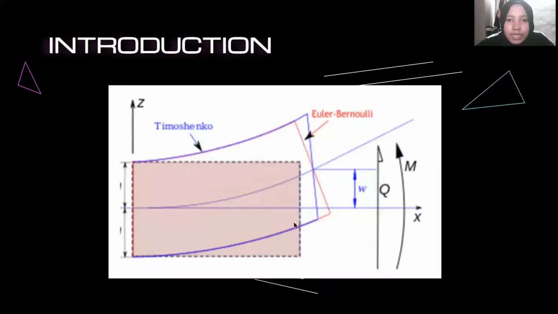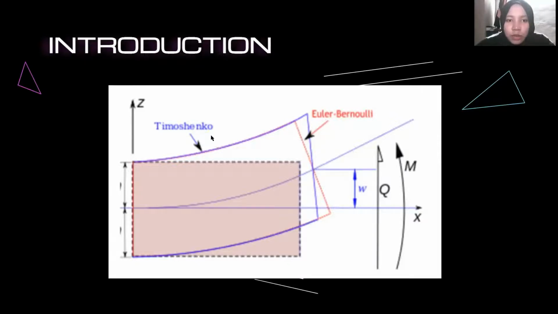As we can see here, this is the beam structure before the moment is applied, and after the moment is applied, this is the deformation of the beam. The red one is for Euler-Bernoulli theory, and the blue one is for the Timoshenko theory. We can see that for the Timoshenko theory, the shear deformation and the rotational effect are being considered.